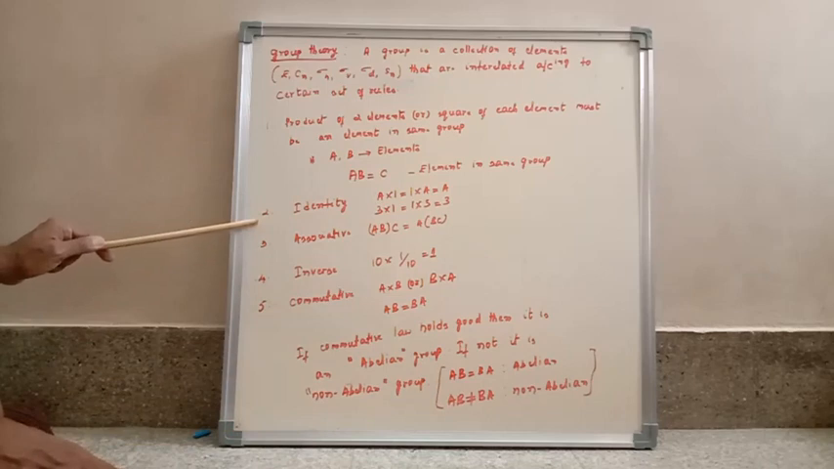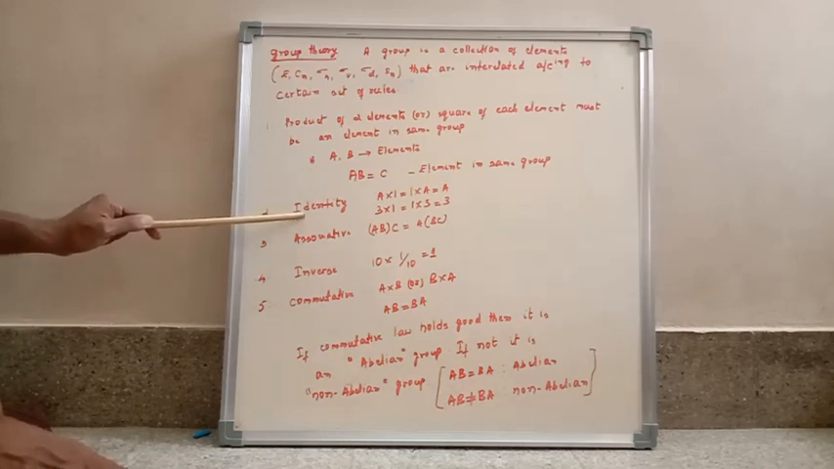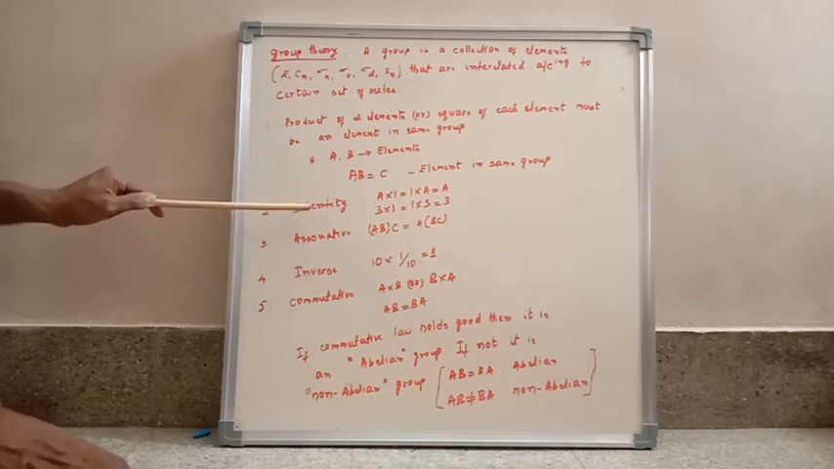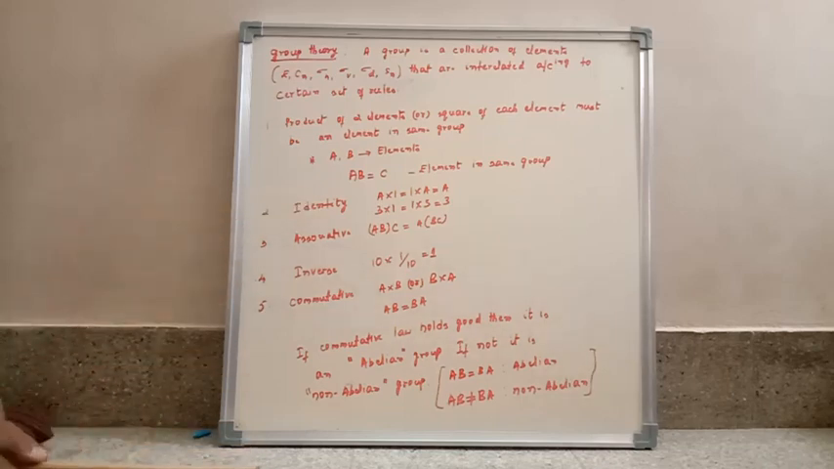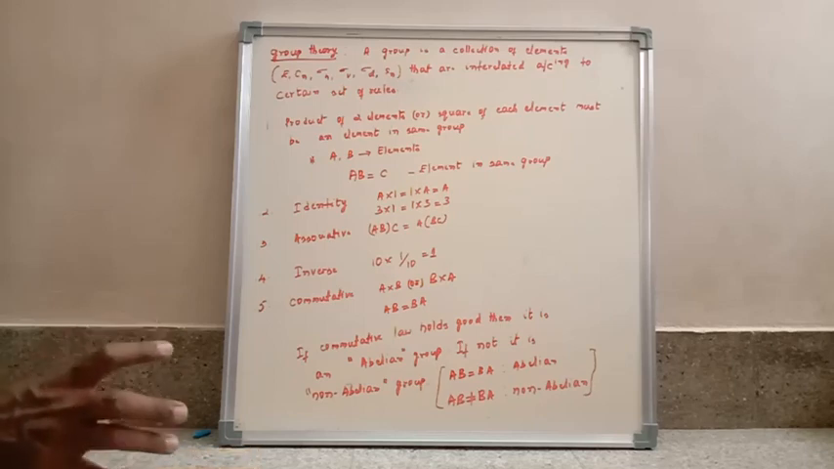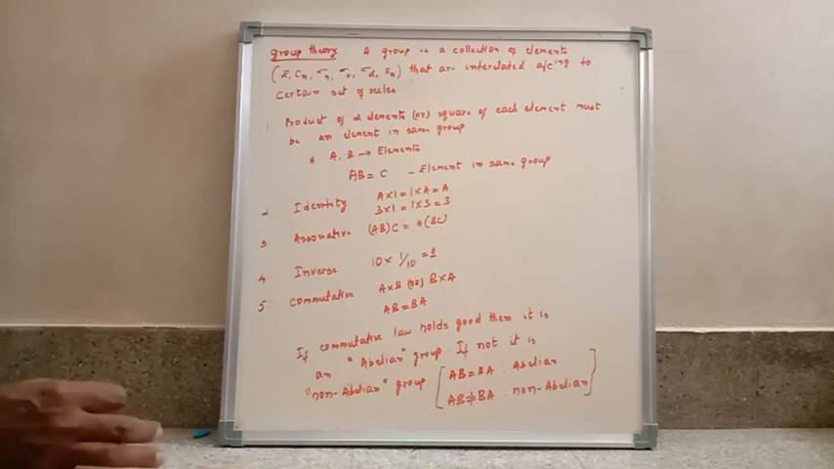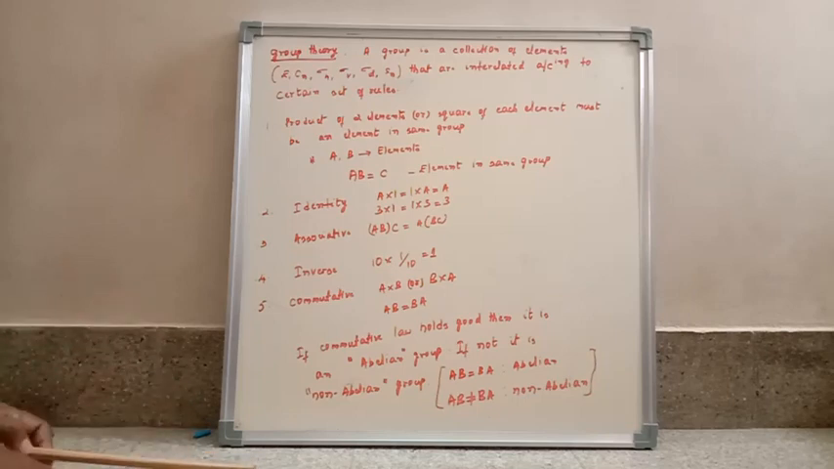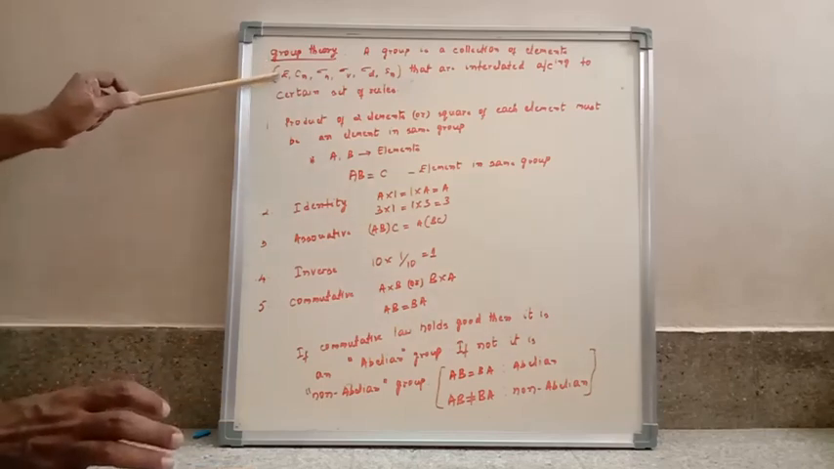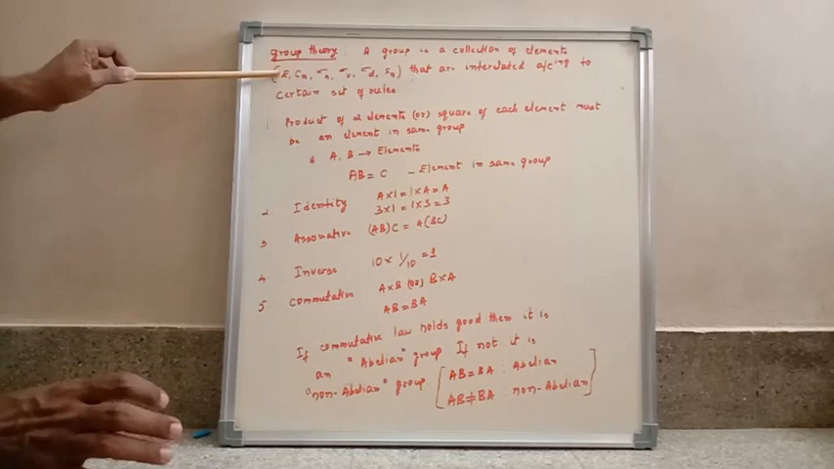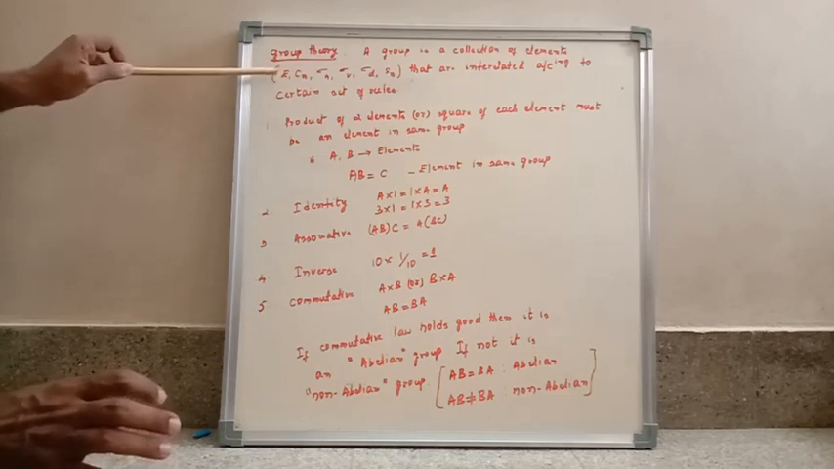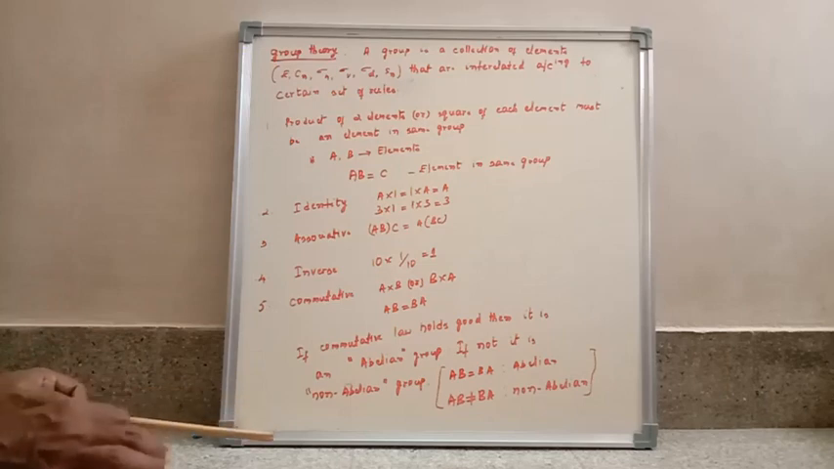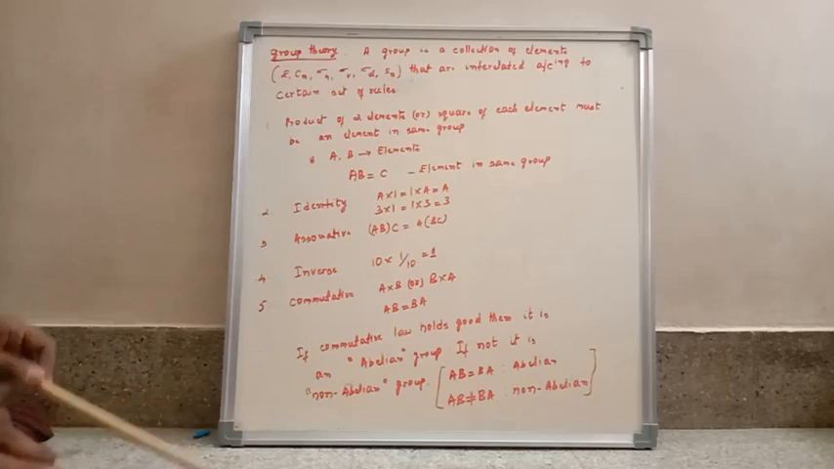The second rule says that there should be an identity element, just like in the mathematical sense. If you have a multiplication, 3 into 1 or 1 into 3 is nothing but 3. That is, 1 is the identity element. In group theory, there should be one identity element, and E will normally be the identity element. Why? Because anything that is operated on E will retain the element. That is called the identity element.